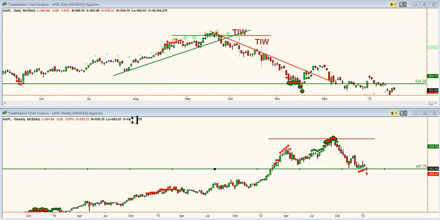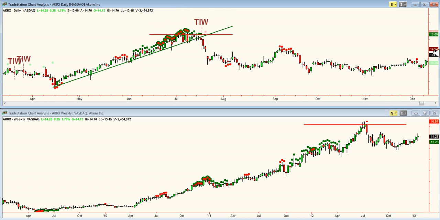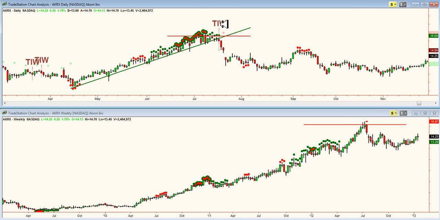How about AKRX? A couple more here. There it was, our high candle count, both combination red and green, shorter and longer term, very extended here. Therefore you're going to have a sharp move back down to where those dots started usually, and you can see that right here. Resistance on the weekly. One more.